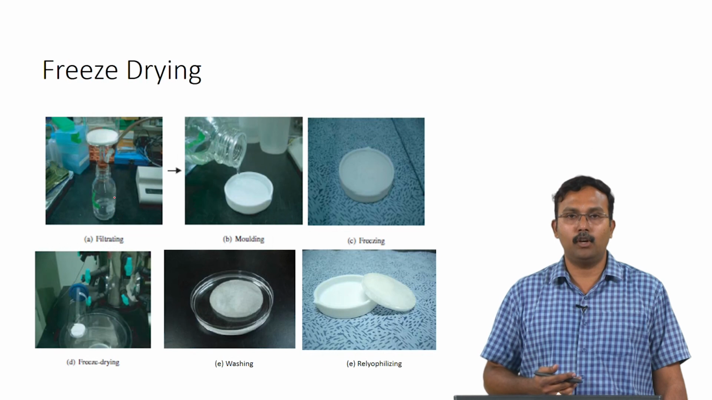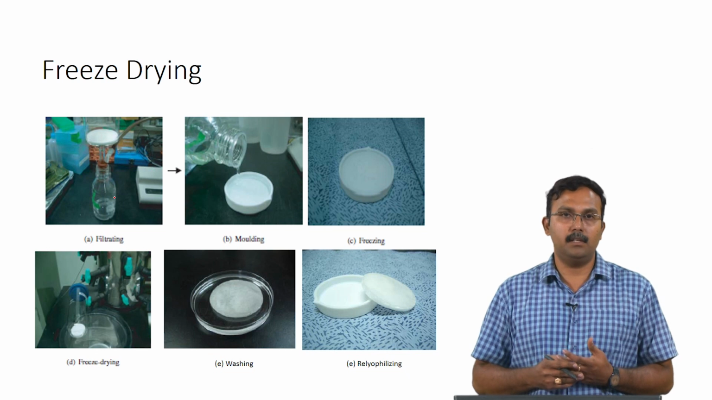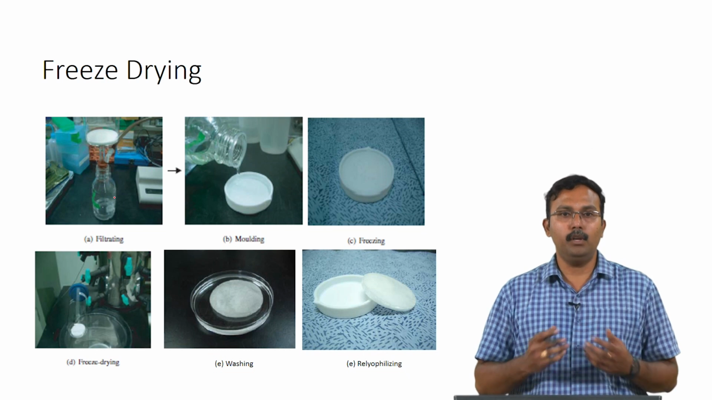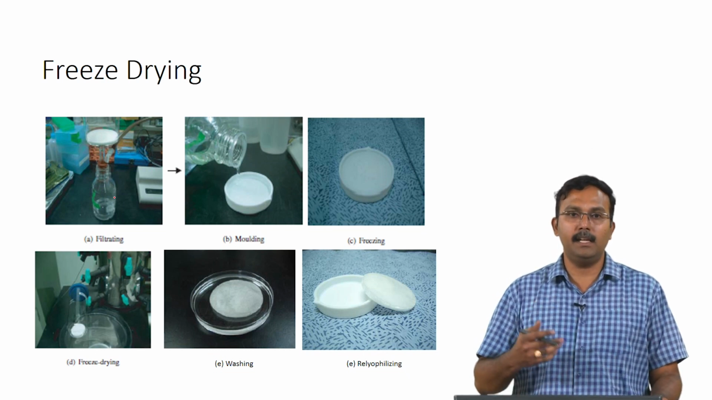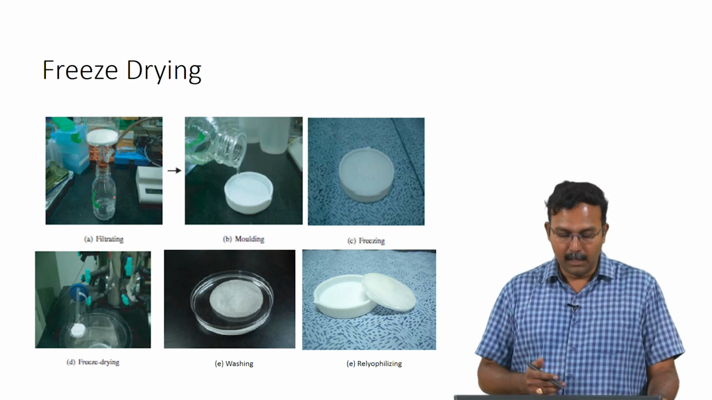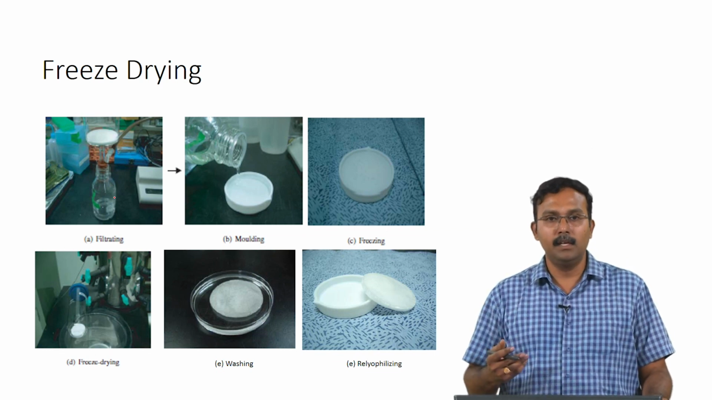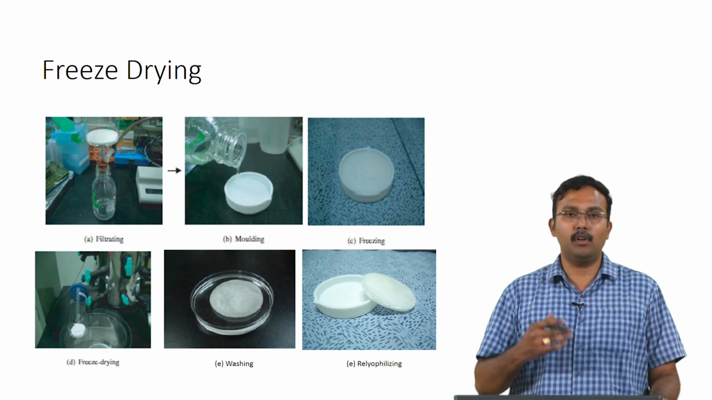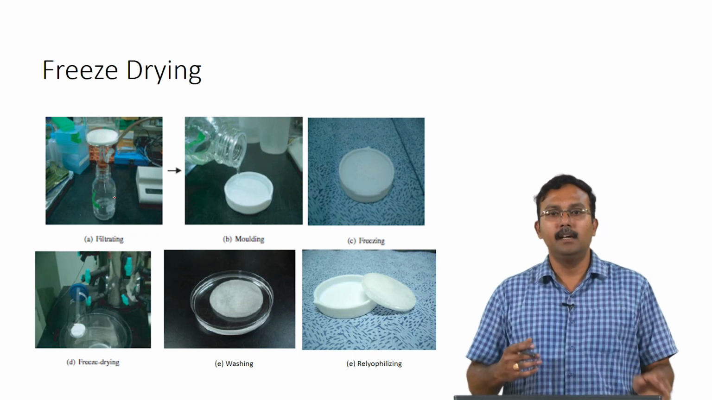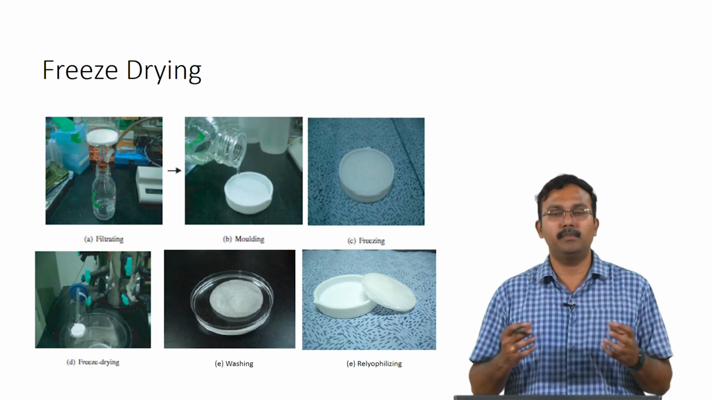Moving on to the next topic, you have freeze drying. Freeze drying is one of the most commonly used methods for creating a scaffold which is highly porous. What you do here is you create the polymer solution, and you pour it in a mold, and this polymer blend is then frozen and kept for freeze drying. Freeze drying is also called lyophilization, and after freeze drying it is washed and dried. You can also re-lyophilize it to make sure that you have a completely functional scaffold.